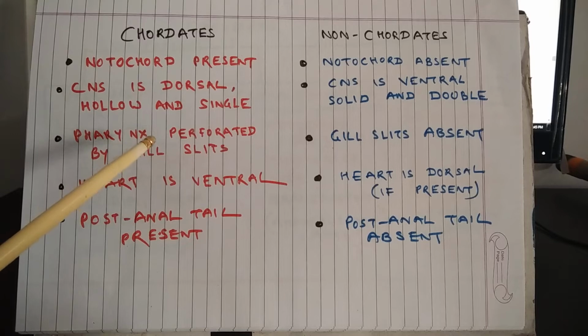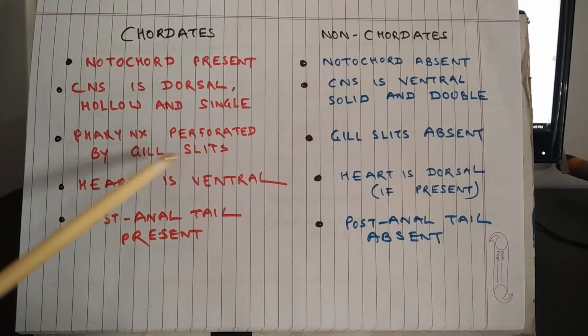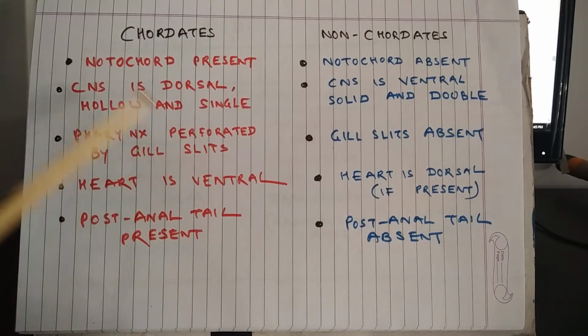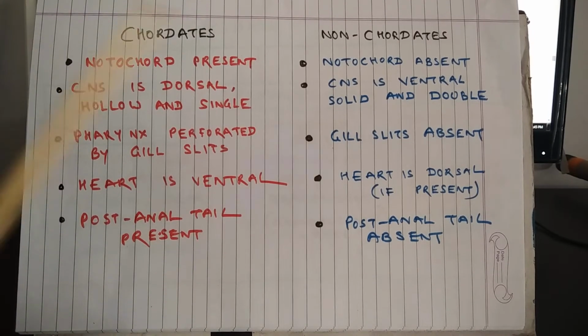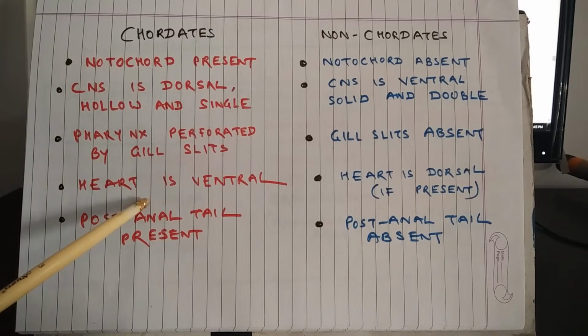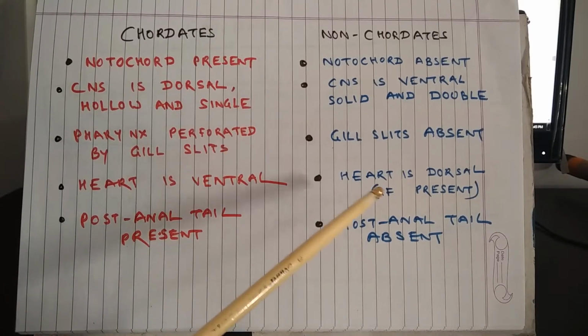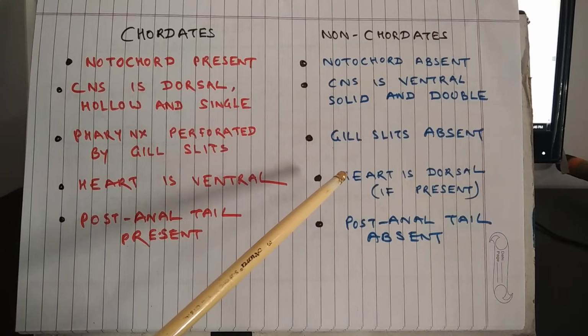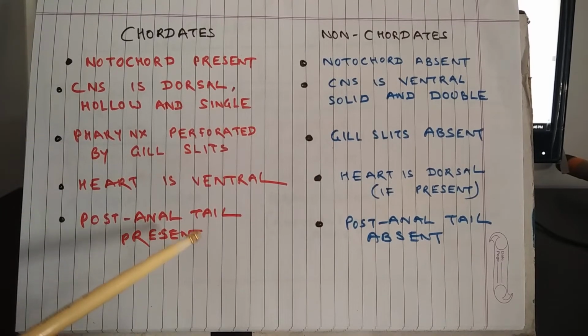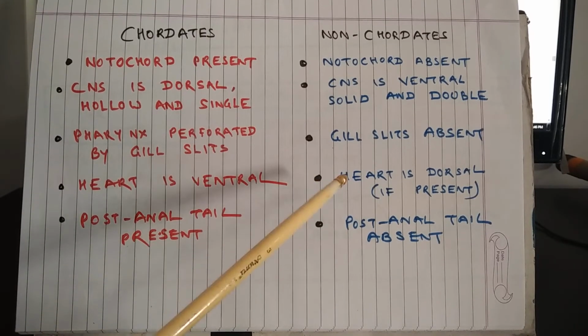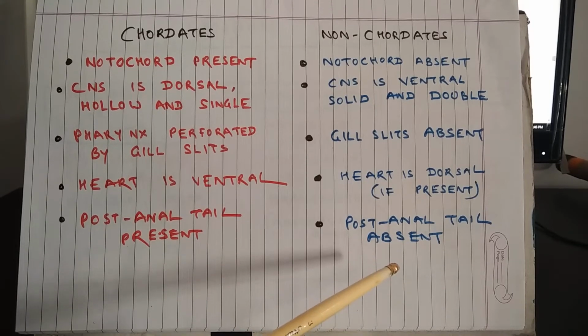Pharynx is perforated by gill slits, or pharyngeal gill slits are present in chordates, but gill slits are absent in non-chordates. The heart is ventral in chordates, so it is towards the base of the body or towards the abdomen of the body. In non-chordates, heart is dorsal if it is present, because in many of the non-chordates, heart is not there. Post-anal tail is present in chordates. Post-anal tail is absent in non-chordates.